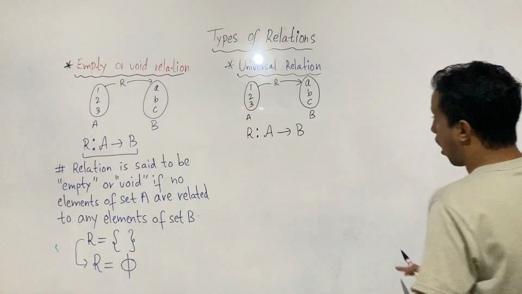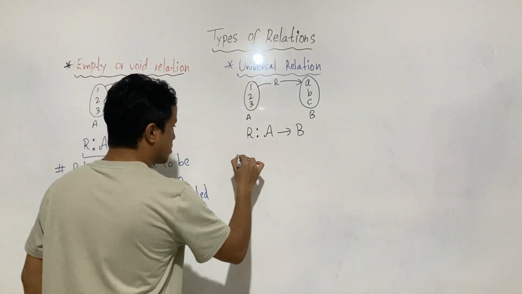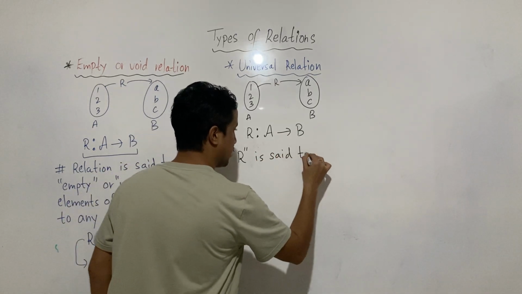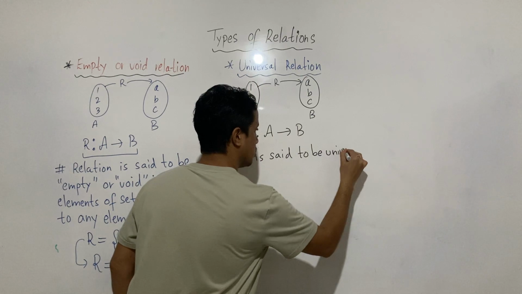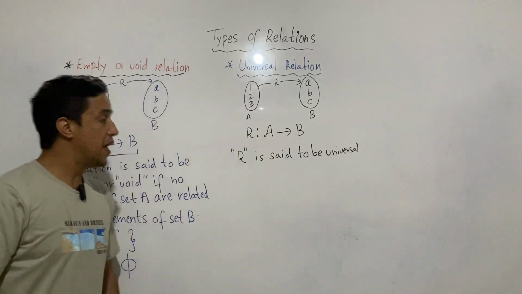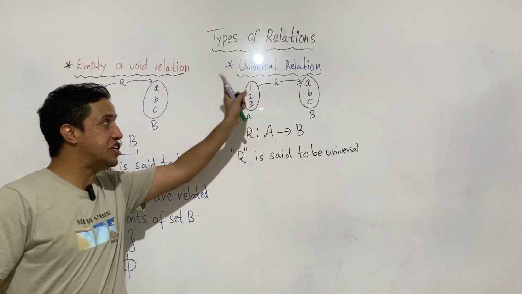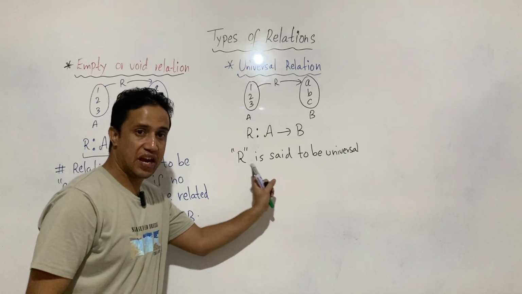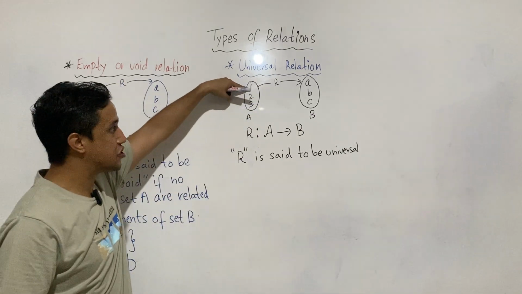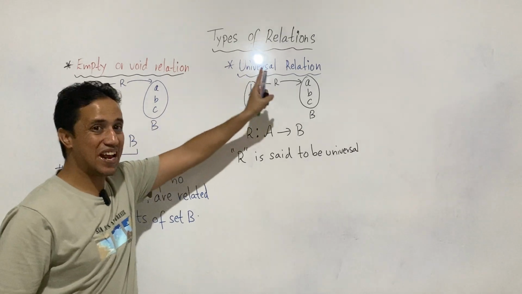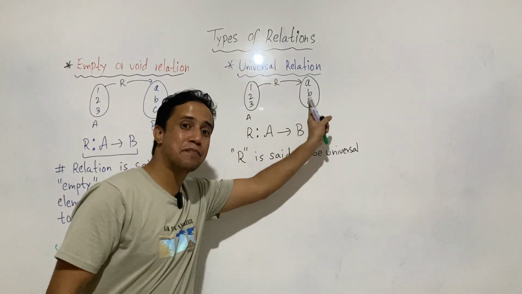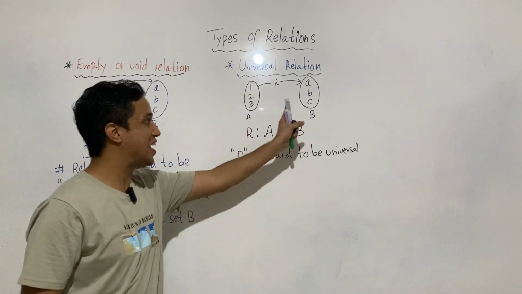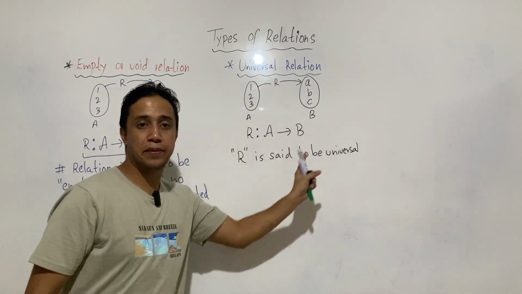Now, this R is said to be universal when each element of A is related to every element of set B. Again I'm repeating it: the relation R is said to be universal when each element of A is related to every element of set B.